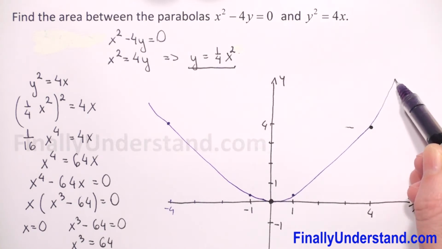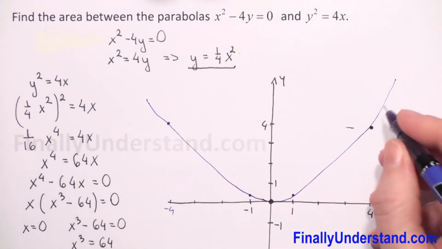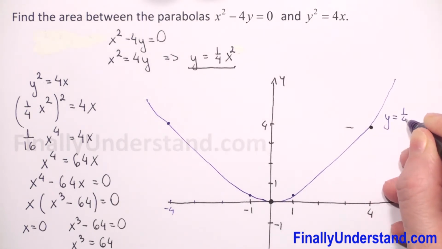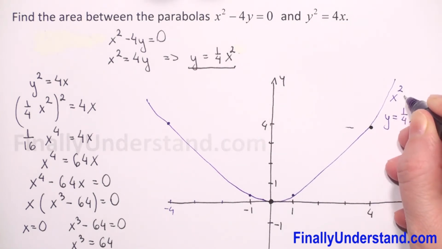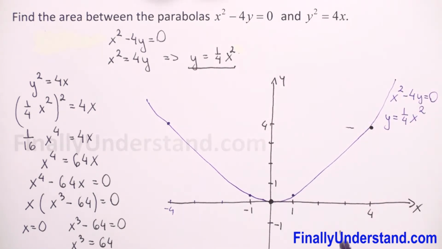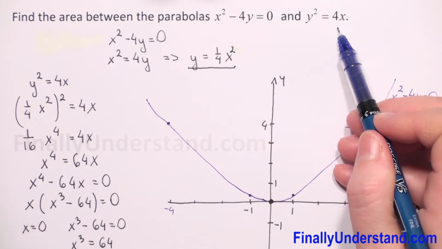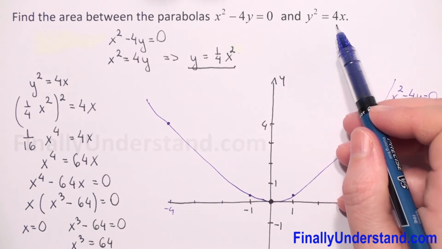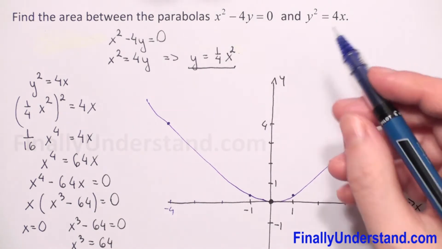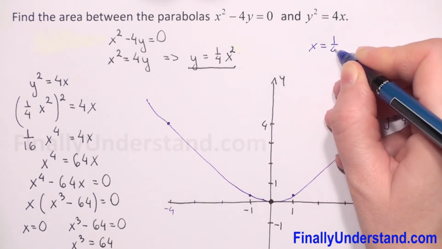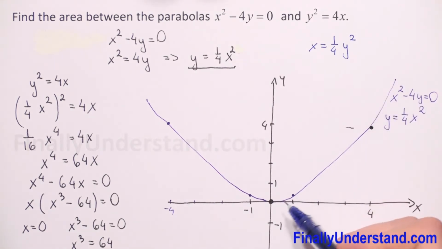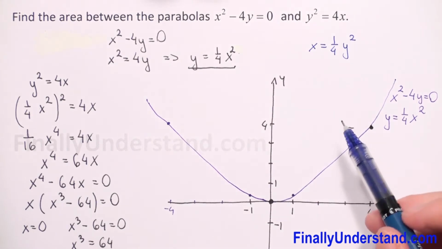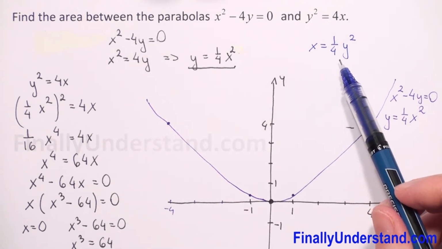This is our first curve. This is y equals 1/4 x squared. Let me put also this equation: x squared minus 4y equals 0. Next, we have to find our second curve, y squared equals 4x. So this parabola is symmetric about the x-axis. So let's find x from this equation. So x is equal to 1/4 y squared. I divide both sides by 4. So now we have these 2 points because we have the intersection points.